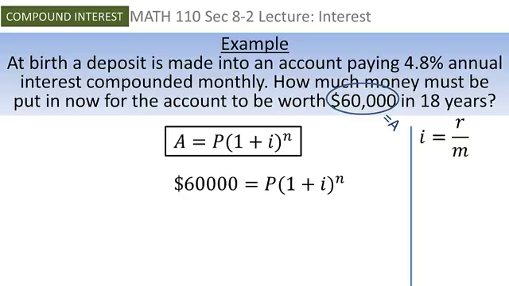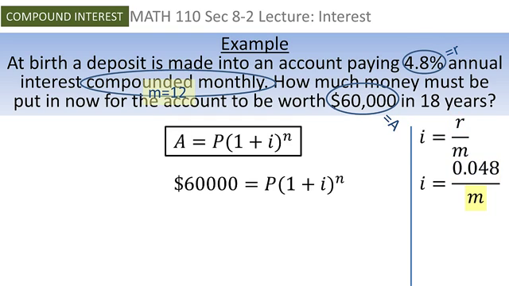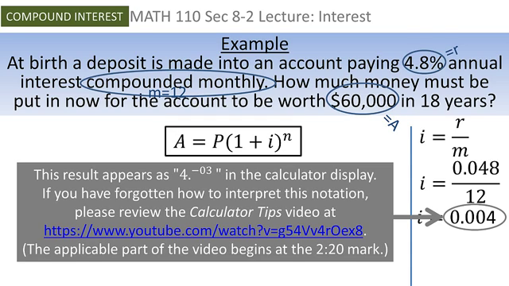So we start off as before. Little i we know is little r over little m. Little r is the annual interest rate, 4.8%. Written as a decimal, that's 0.048. m is the number of compounding periods per year. Monthly is 12 times a year, so m is 12. Take your calculator and do the division, and you'll get 0.004. Now we can plug that in.